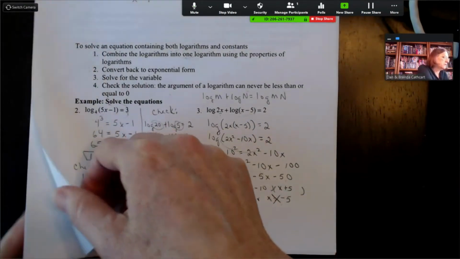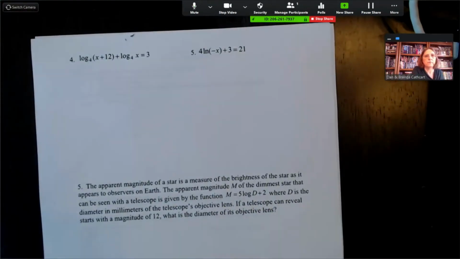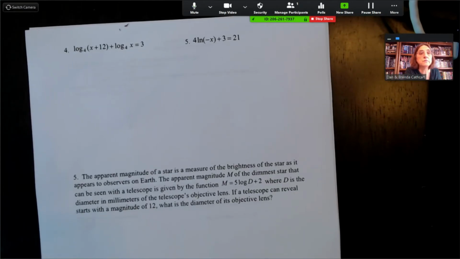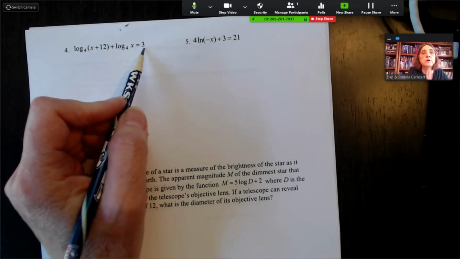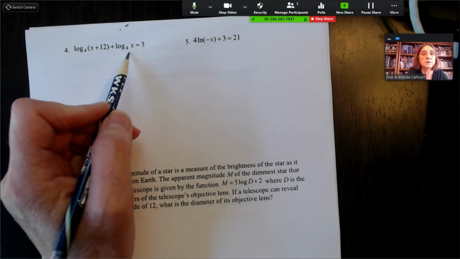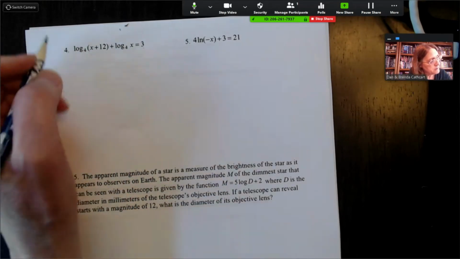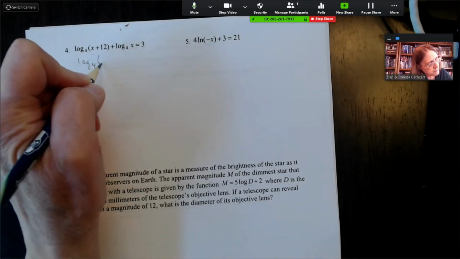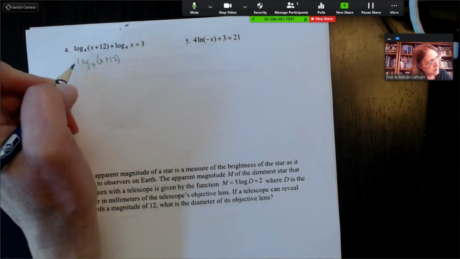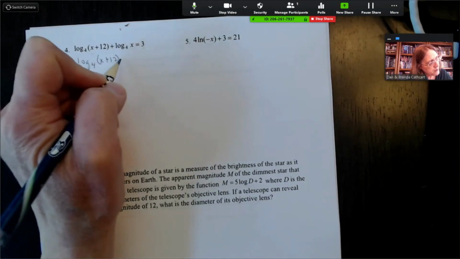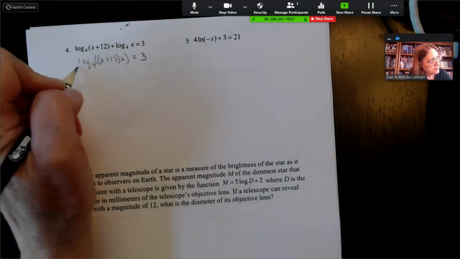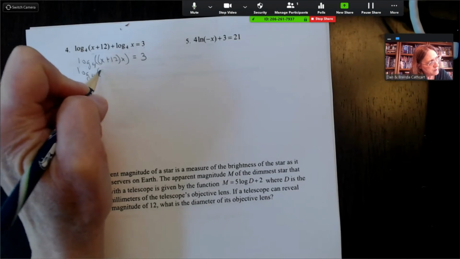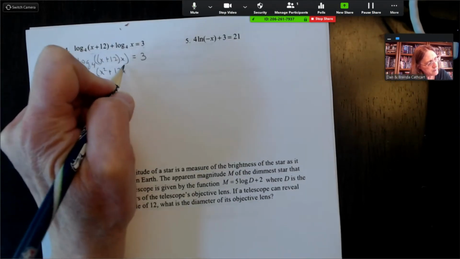Okay, let's move on to another example. Same type. We have two logs here on one side of the equation equal to a constant. So we're first going to combine those using the product rule, the sum of two logs becoming a product. So the sum of these two logs becomes the log base 4 of x plus 12, times x, and that equals 3. Distributing, we get log base 4 of x squared plus 12x equals 3.